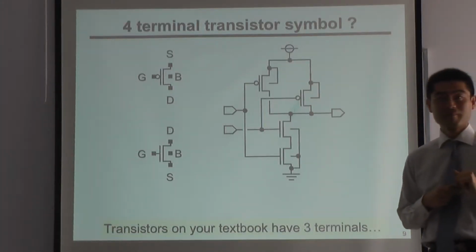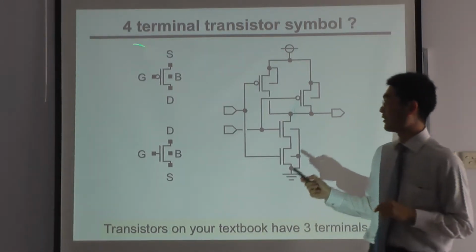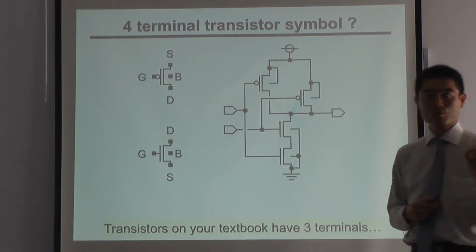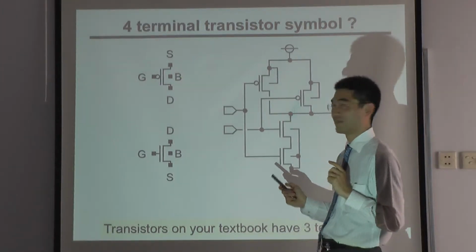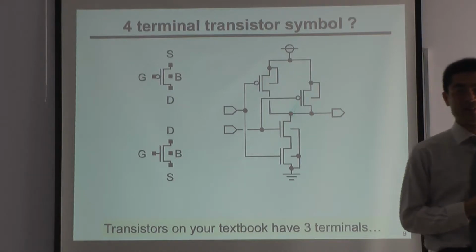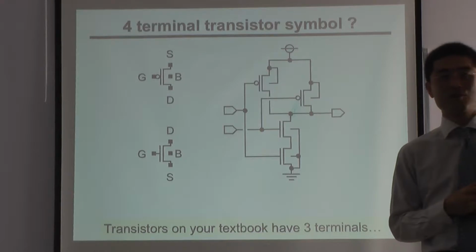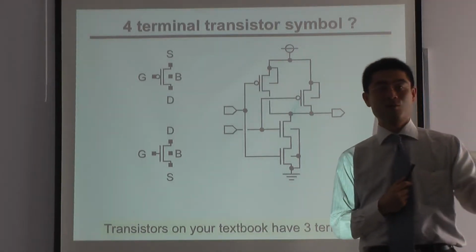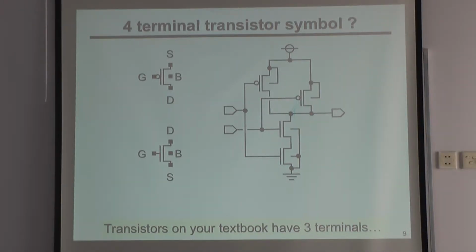And then, finally, you put a transistor symbol on the schematic editor like this. This is PMOS and this is NMOS. And the first question you may think is, what is this? In your textbooks, the transistor symbol has 3 terminals: gate, source, and drain. But on the schematics, you have 4 terminals: gate, source, drain, and body. What does the body terminal mean? What is the body terminal?